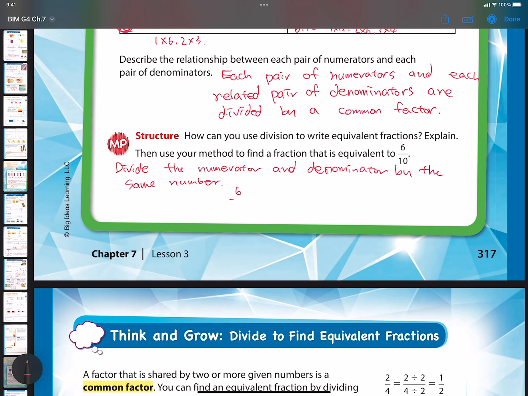Example, 6 over 10. They were asking us to use this method to find a fraction that is equivalent to 6 over 10. The easiest one is, this is an even number, even number. That means you can divide by 2 for both. So 6 divided by 2 is 3. And 10 divided by 2 is 5. So that's it. 3 over 5 is equivalent to 6 over 10.